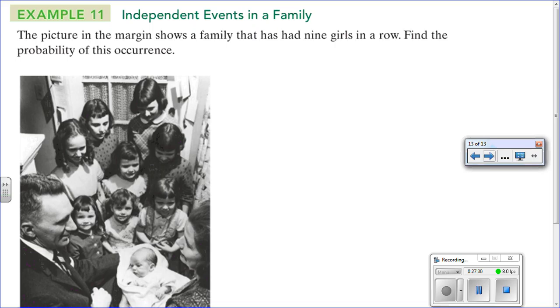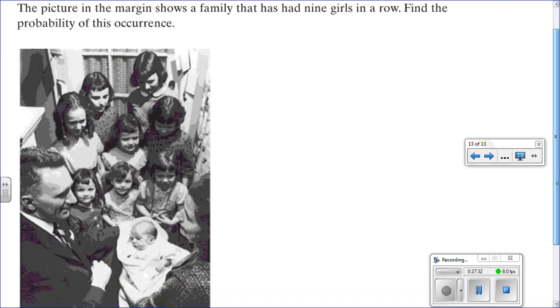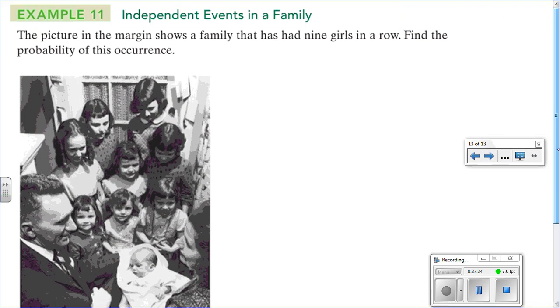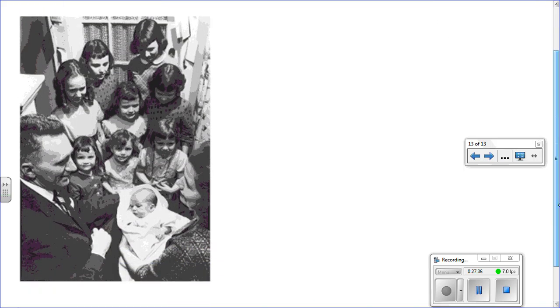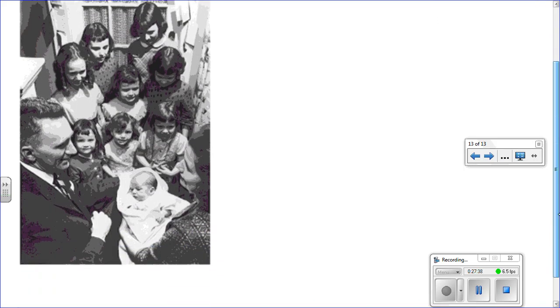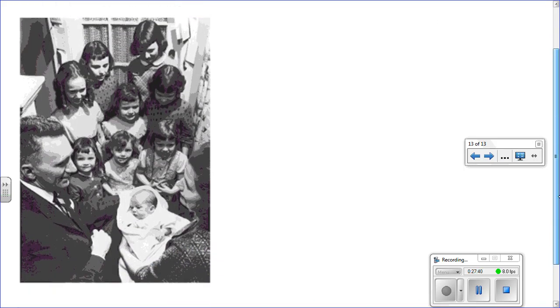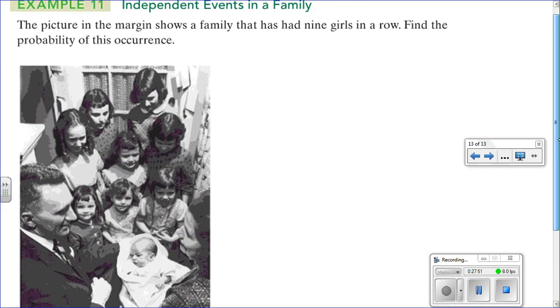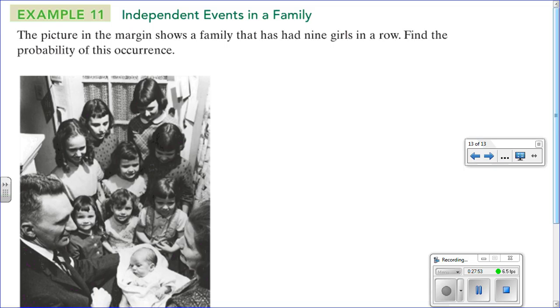All right, now let's look at this picture. Let's look at this lovely family. And I bet you if you were the guy in the picture, you wouldn't be as happy as he is, because this guy was lucky enough to have 9 girls. Imagine that. 9 girls plus your wife. 10 women in a house. So, look at the picture. I already told you what's going on. Find the probability that that could happen. Like, how lucky or unlucky was this guy?